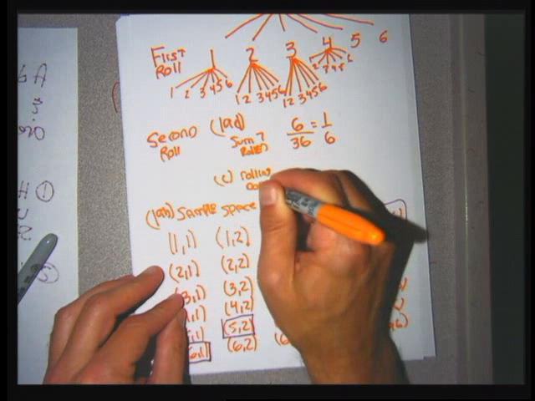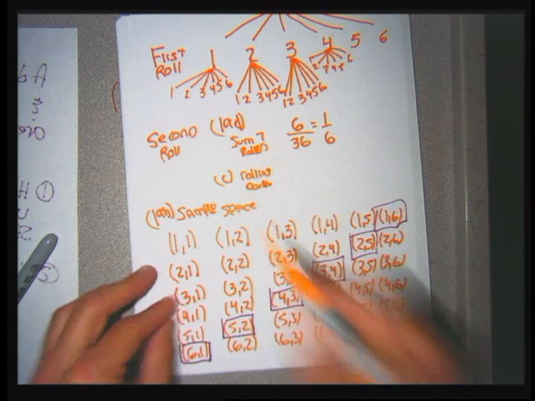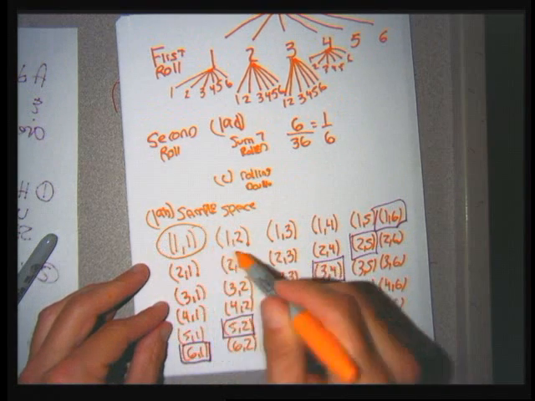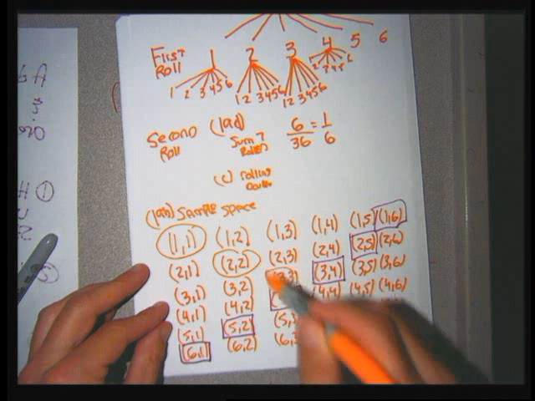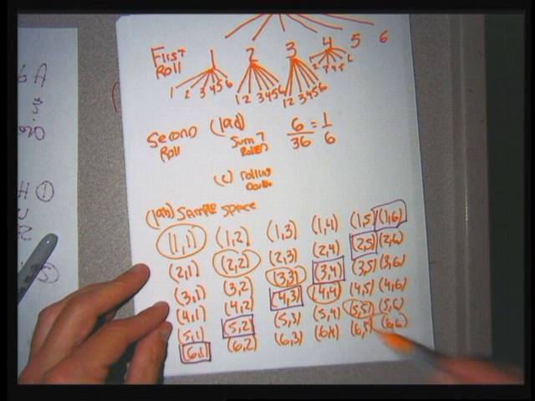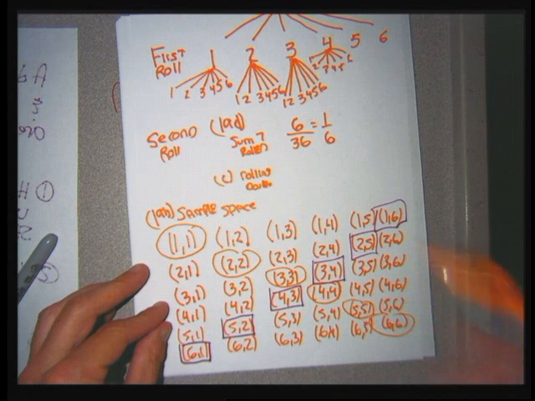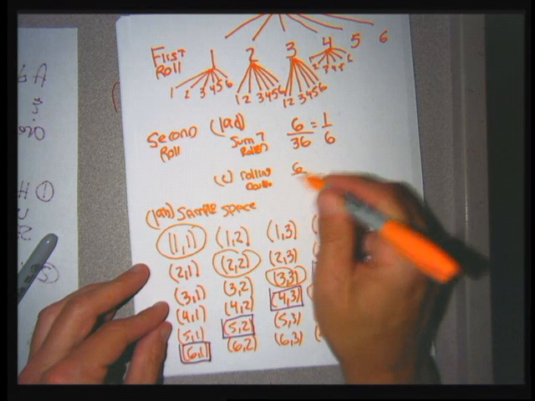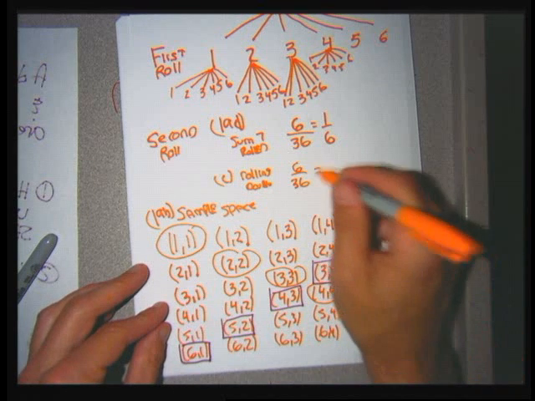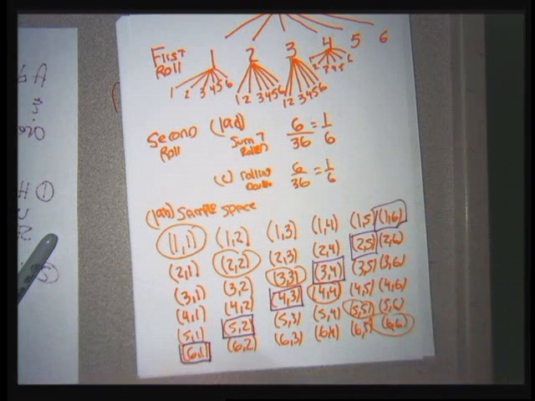And the author called a double like a 1-1 or a 2-2. So for part C, the denominator is going to be the 36. The numerator is going to be all the doubles. That's the 1, 1, 2, 2, 3, 3, 4, 4, 5, 5, and 6, 6. This is also going to be 6 and 36. There's 6 elements of the sample space that are doubles, and 6 divided by 36 is 1 in 6.